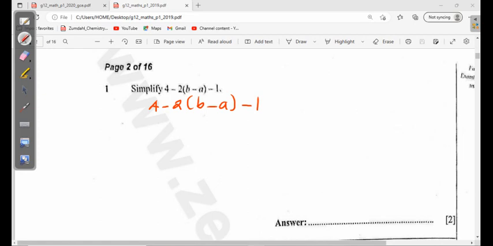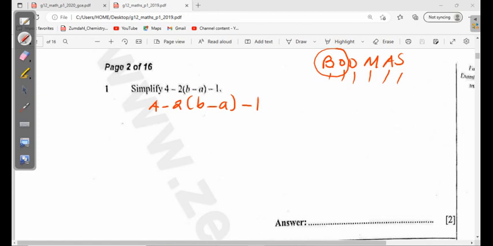So to be able to simplify this one, it is going to be a direct thing. The first thing we are going to use is BODMAS. So BODMAS meaning brackets, of, division, multiplication, addition, and then subtraction. So the first thing that we are going to do is brackets. And how do we do that?